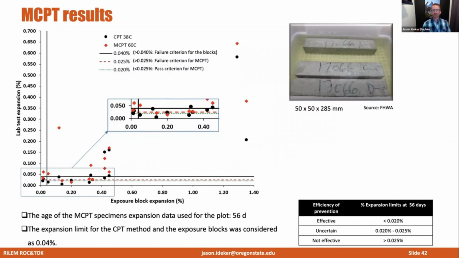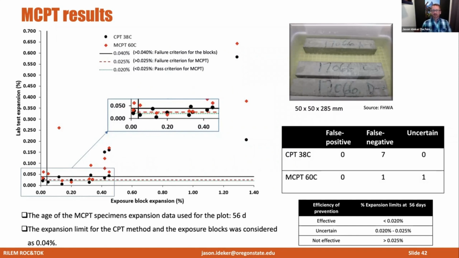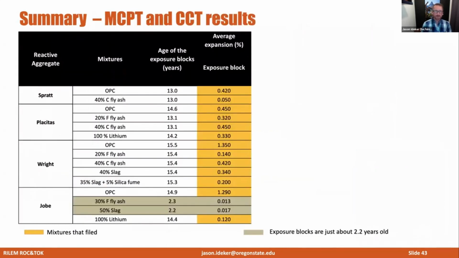So if we look at the miniature concrete prism test results for these mixtures, the main takeaway is that the concrete prism test had 7 false negatives. So 7 mixtures passed the concrete prism test, but actually failed in the outdoor exposure blocks. But in the miniature concrete prism test, only 1 mixture was a false negative. So this gave us some indication that this could be a more reliable test method. And we're now doing a much larger project to look at the possibility of using this test method as a replacement for our other accelerated test methods for evaluating prevention options.